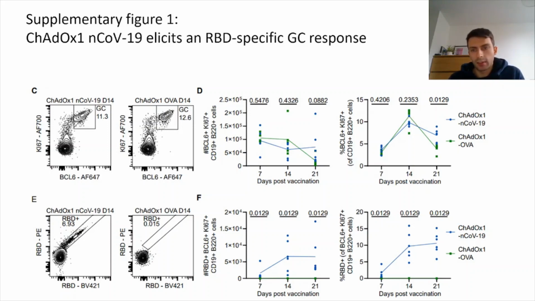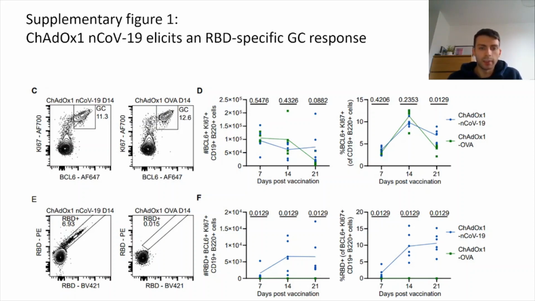They're detectable at day 7 and their frequency peaks at day 14. But we see few significant differences in the number of cells here. So nCoV-19 and over ChAdOx1 vaccines both generate germinal center B cells.